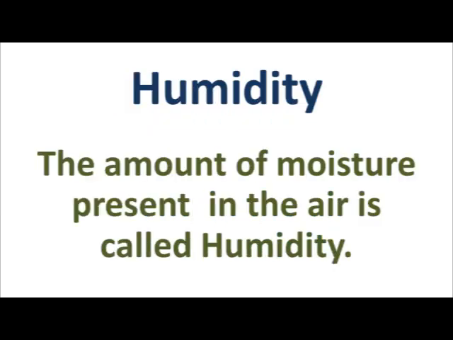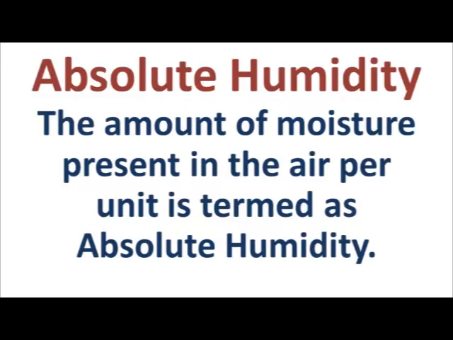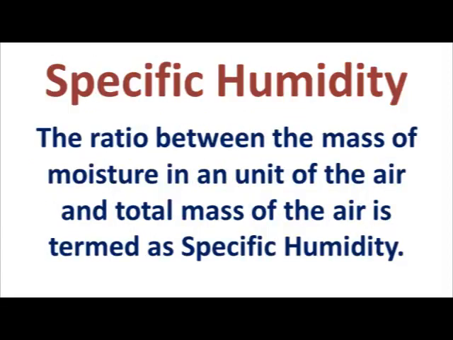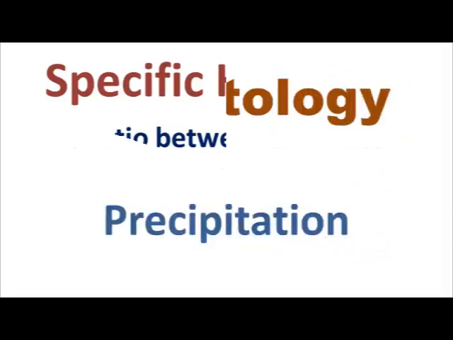Humidity. The amount of moisture present in the air is called humidity. Absolute humidity. The amount of moisture present in the air per unit is termed as absolute humidity. Relative humidity. The ratio between the actual amount of moisture present in the air and saturation point of the same air at same temperature is termed as relative humidity. Specific humidity. The ratio between the mass of moisture in a unit of the air and total mass of the air is termed as specific humidity.